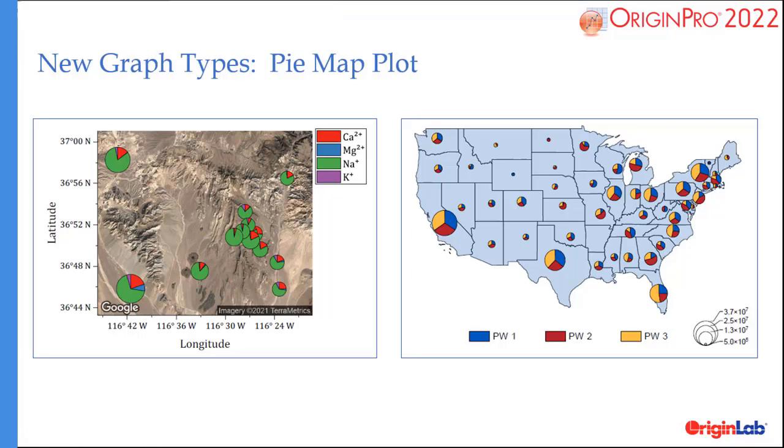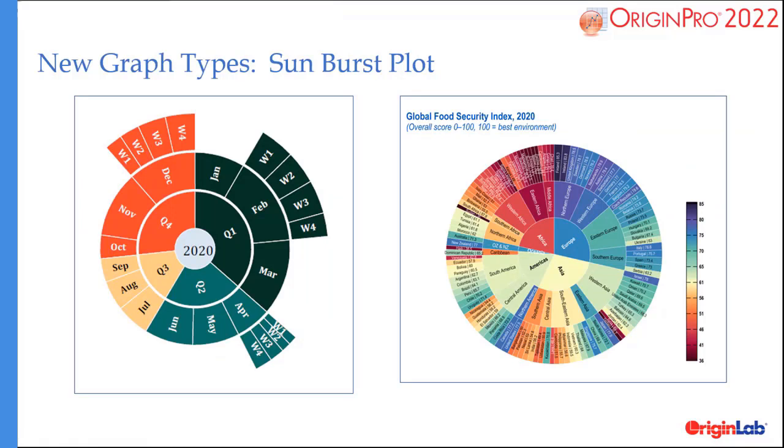On the right-hand side is a similar concept, where an outline of the continental United States has been added, and some parameter PW1, PW2, PW3 has been plotted for each state. Note here that the pie size can be mapped to another column. It's been mapped to the population of the state. Another nice infographic graph type introduced in this version is the sunburst plot. Here are a couple examples shown.